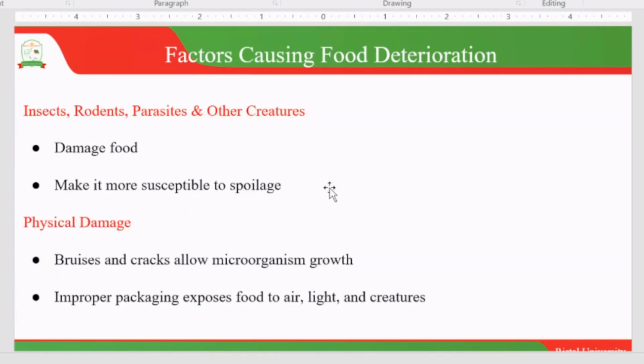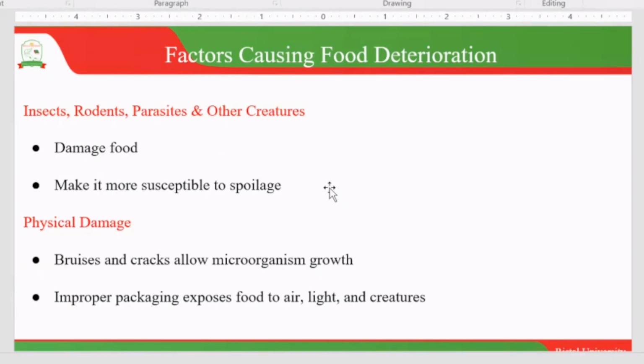Other factors are insects and rodents, the rats, the parasites, and other creatures. These damage foods by nibbling on them, breaking them, the weevils, etc. For example, you've stored your beans, but the next time you open them, the rat is inside, the cockroach is inside, and God knows where they've come from and whatever other contaminants they come with. This makes the food susceptible to spoilage, since some of them leave their saliva onto the foods.